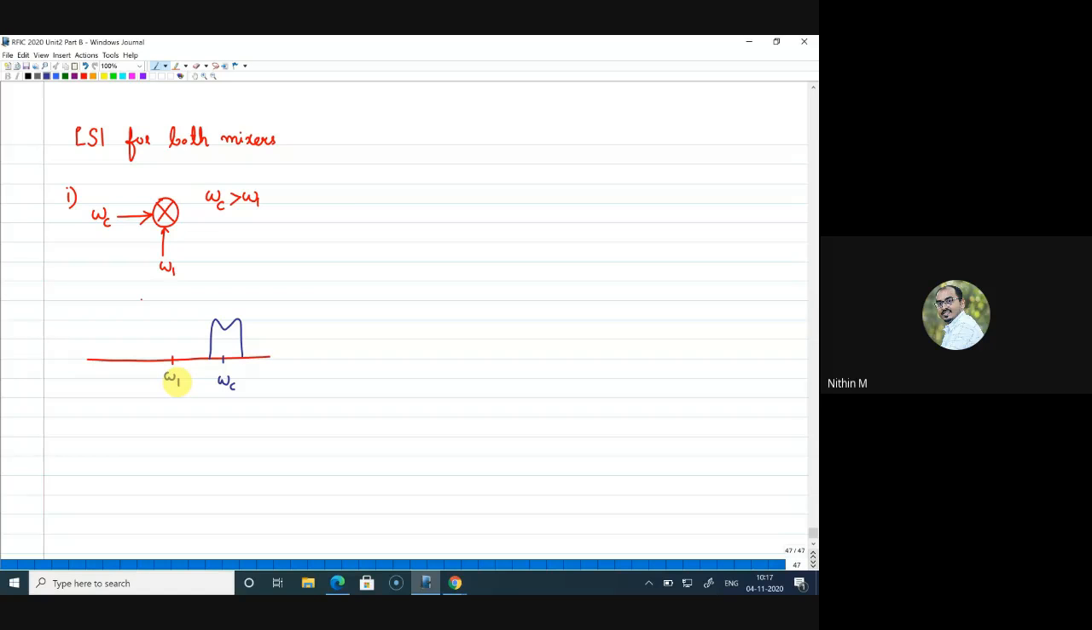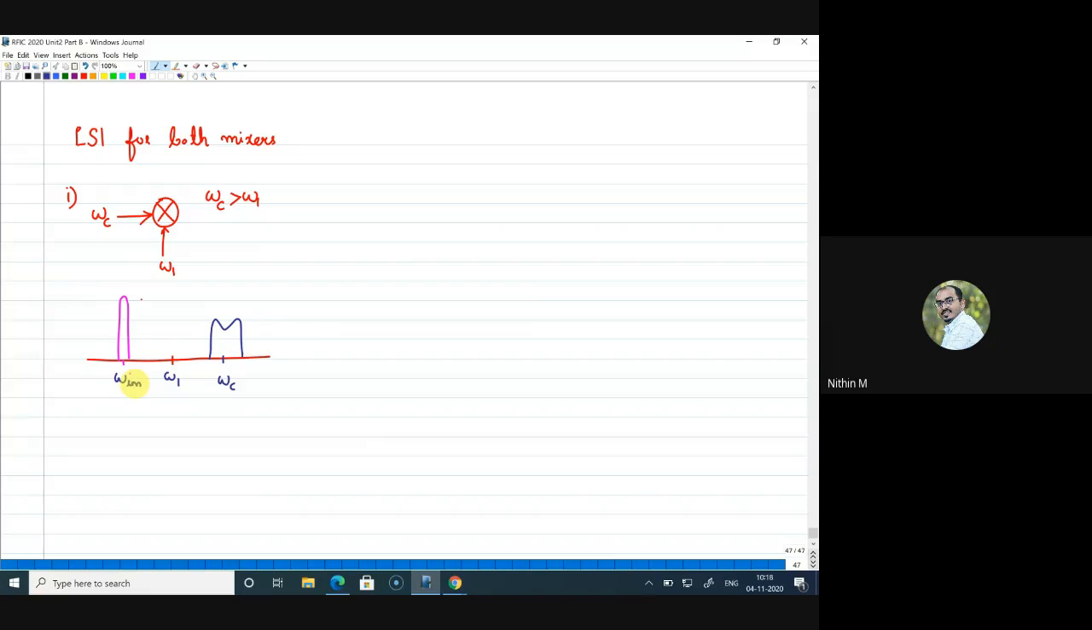Similarly, now we have to look at the image position also. Since it is LSI, we'll have the image here at a specific frequency, and I mark that frequency as omega IM. This is the scenario for the first mixer.